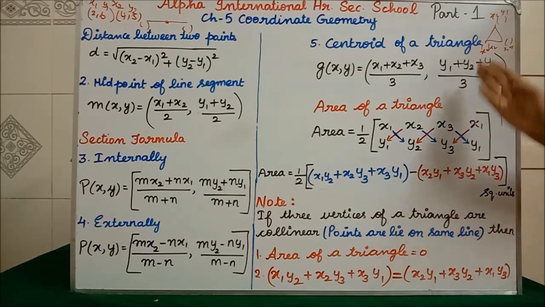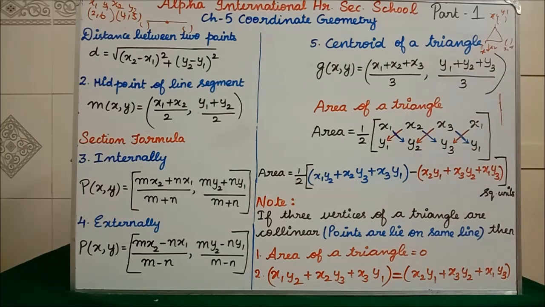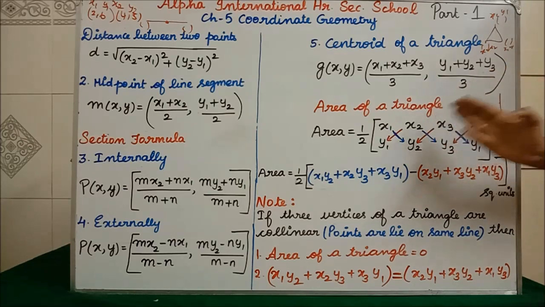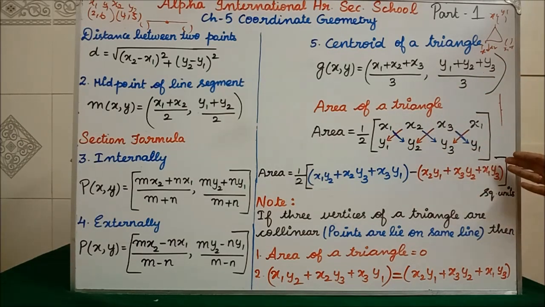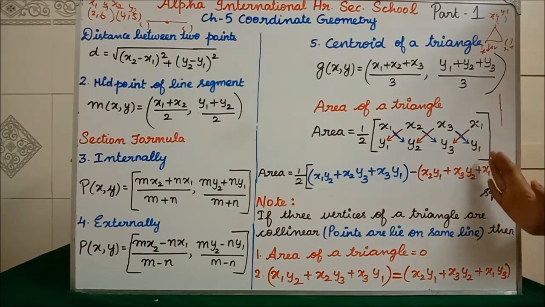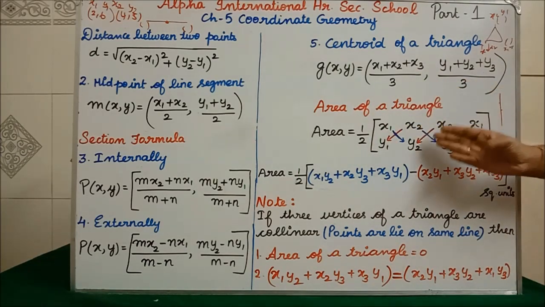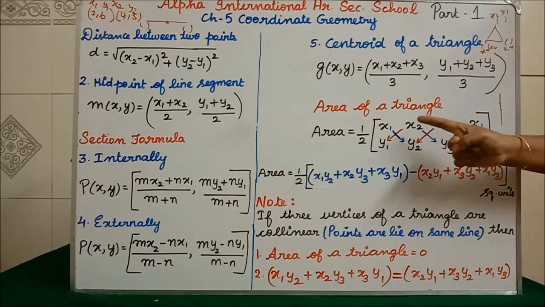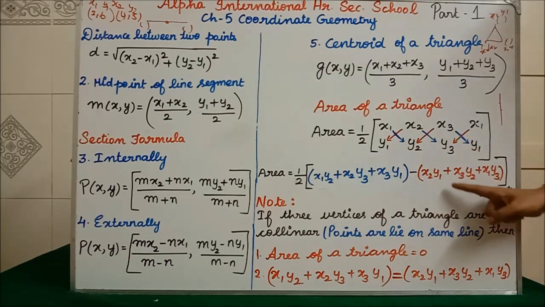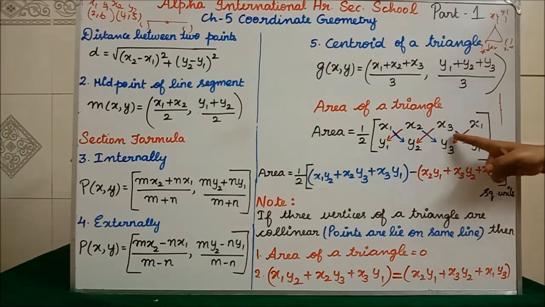Close the bracket. Now we do it in the opposite direction. For the opposite direction, everything will have minus, isn't it? For that we take the minus commonly outside in between. Now we go in the opposite direction: x2 y1 plus x3 y2 plus x1 y3, with plus inside everywhere. Now close the bracket. This is our area of a triangle formula. Clear? Clear, all of you?